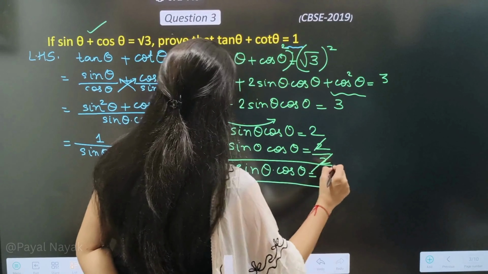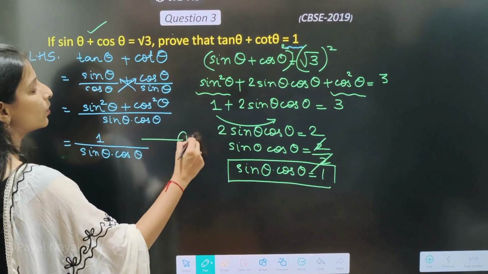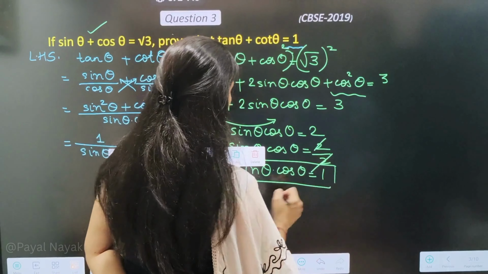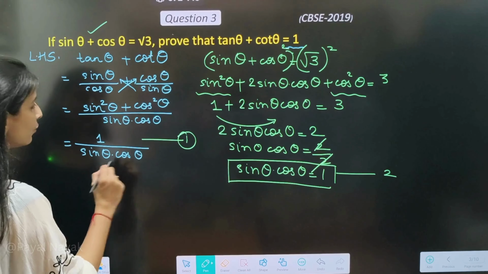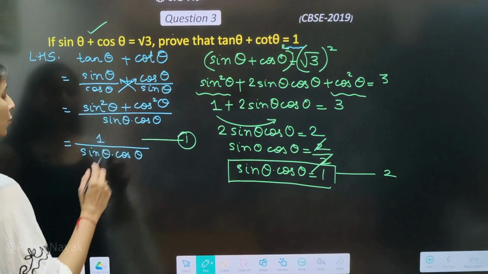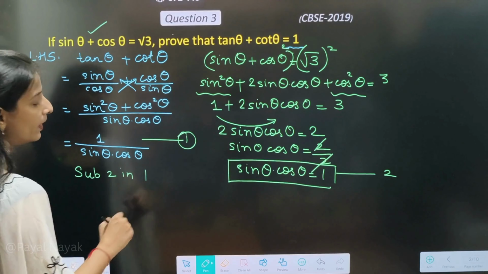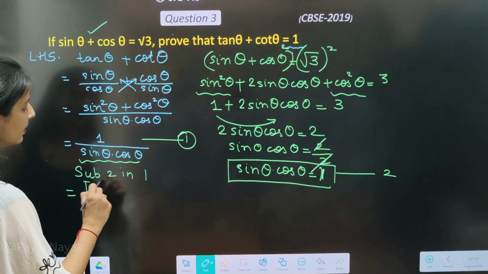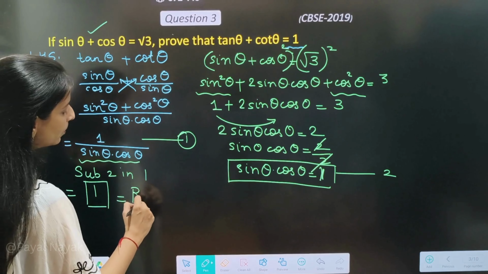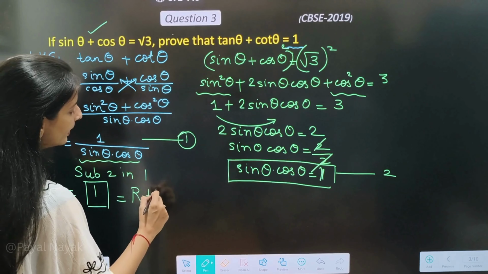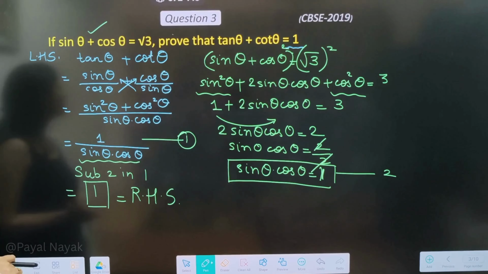So now what you are going to do, you are going to write down this as equation 1, this one as 2, correct? So now you will substitute the value from 2 to 1. So substituting 2 in 1. What do you get? So in place of this sine theta cos theta, I can write down this as 1. So 1 by 1 is nothing but 1. So this is equal to RHS. Is this clear? So now we'll move on to the next question.